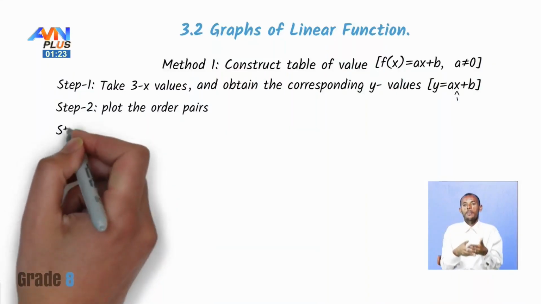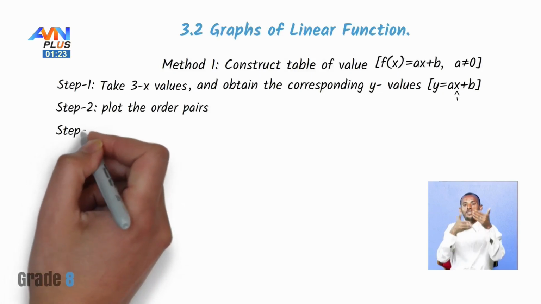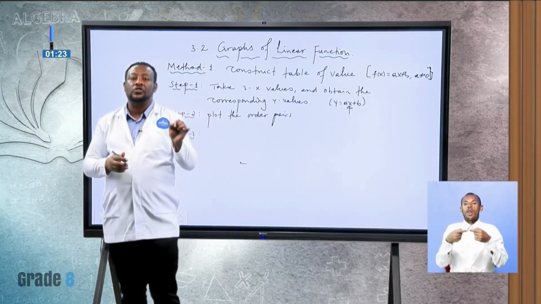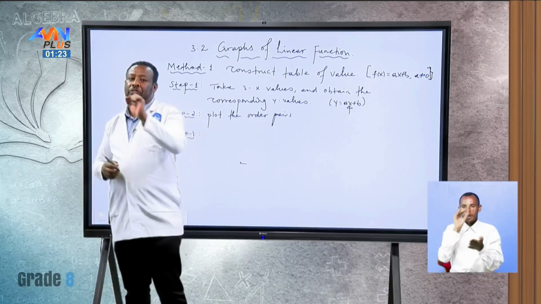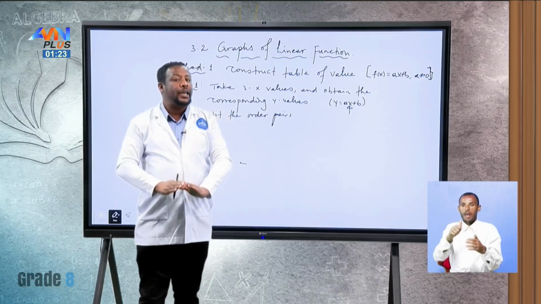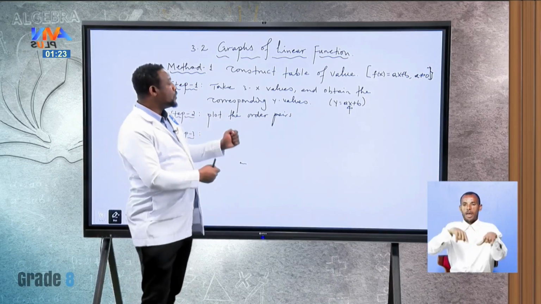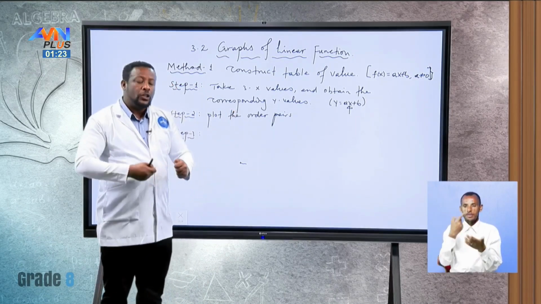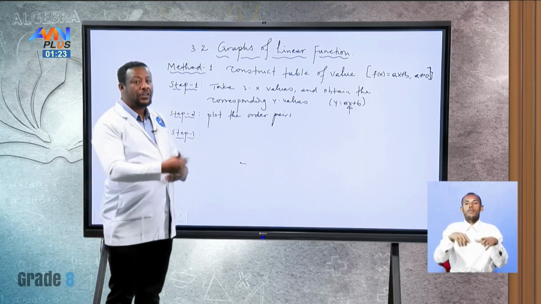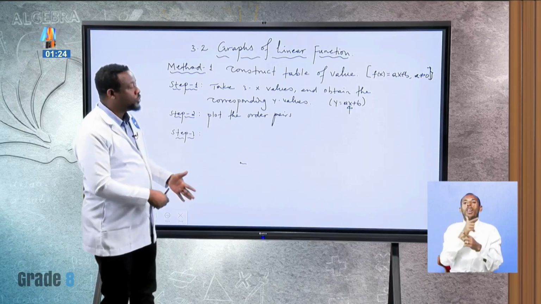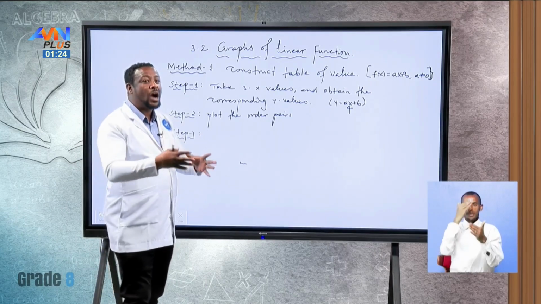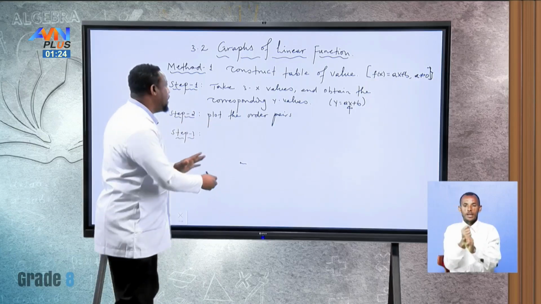The third step is we connect those 3 points and form a straight line, okay? The graph of any linear function is a straight line. So once you have these 3 points, you will connect those 3 points and form a straight line. That will be the graph of a linear function. So here I will show you some examples on how we can apply this method, okay?